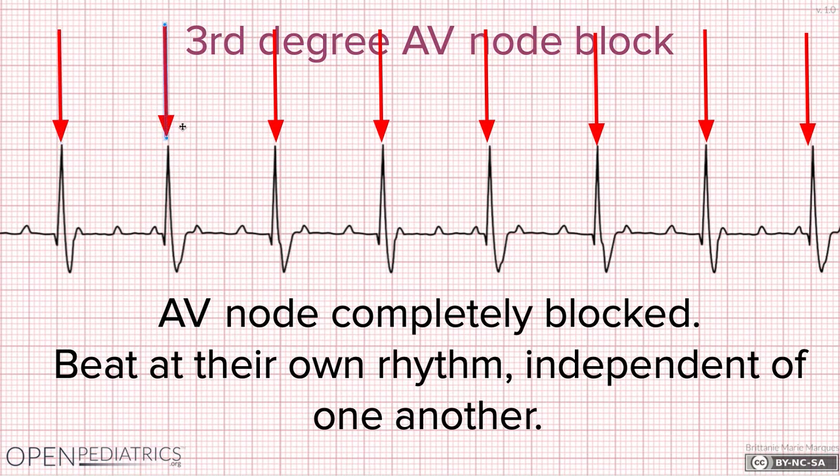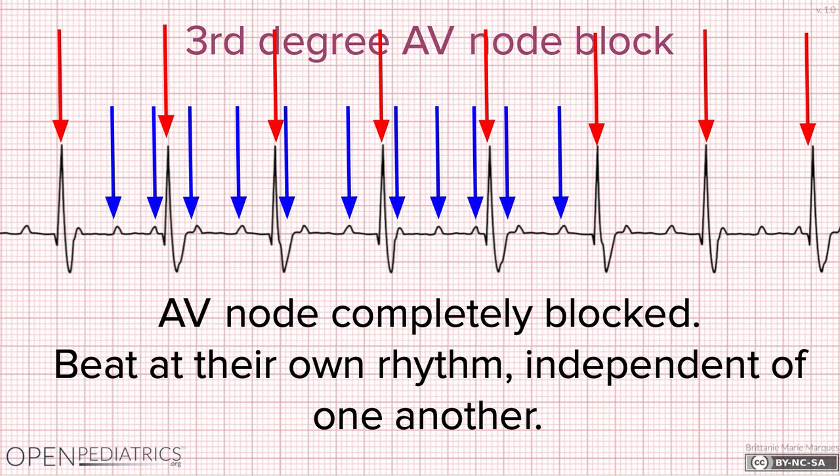And if we mark them, you can see that they're occurring at a normal rhythm. Like this one is occurring, and then 1, 2, 3, 4 boxes later, this one occurs. 1, 2, 3, 4 boxes later. 1, 2, 3, 4 boxes later. The QRS complex is occurring at a normal rhythm. But if I look at the P waves, those are occurring at a very different rhythm. You can see that they're occurring at their own rhythm too.